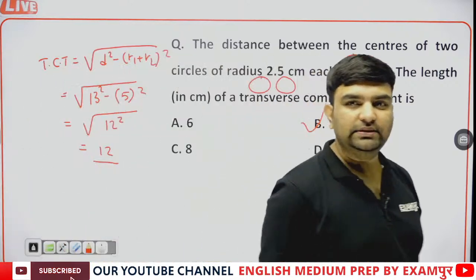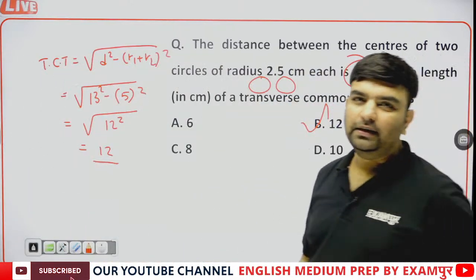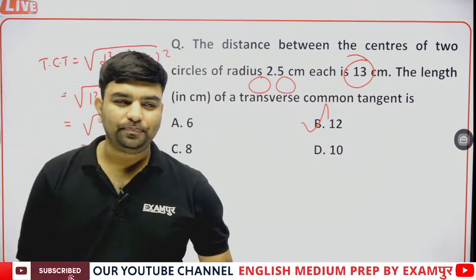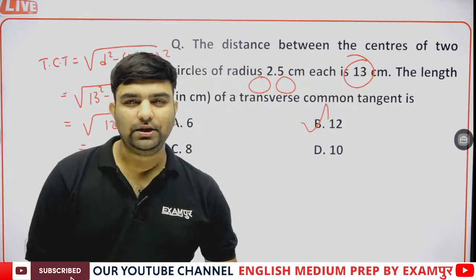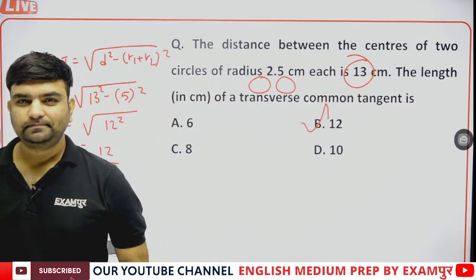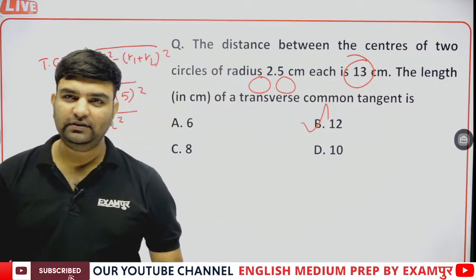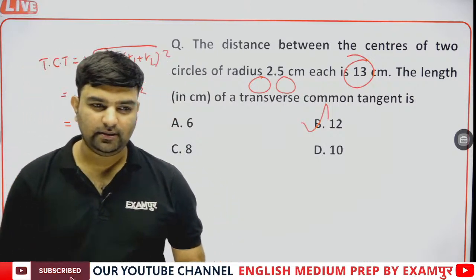Finally, an easy question. So till now, you got only two relaxing questions. One is finding the circumradius, another is finding the transverse common tangent.